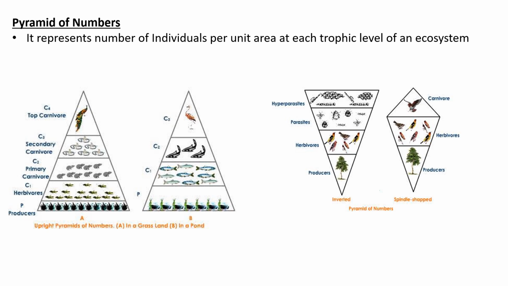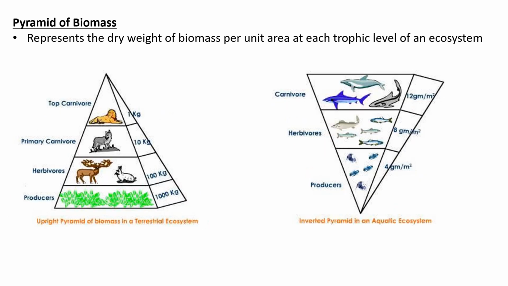Next is the pyramid of biomass. Again, the pyramid of biomass is an upright pyramid or an inverted pyramid. You can see that in a terrestrial ecosystem, the pyramid of biomass is an upright one, but it is an inverted one in an aquatic ecosystem.